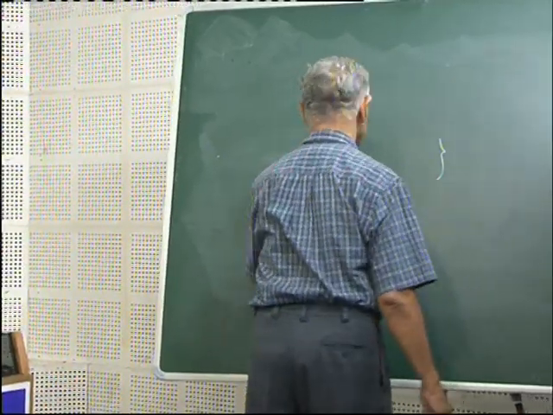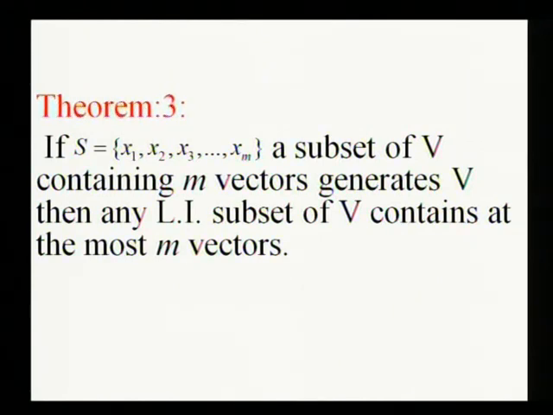Let us see on the screen. We have S = {x1, ..., xm}, a subset of vector space V such that V is equal to the subspace spanned by S. Then any linearly independent subset of V contains at most m vectors.